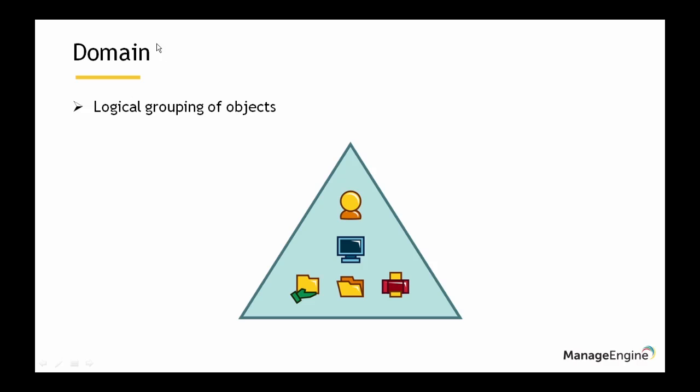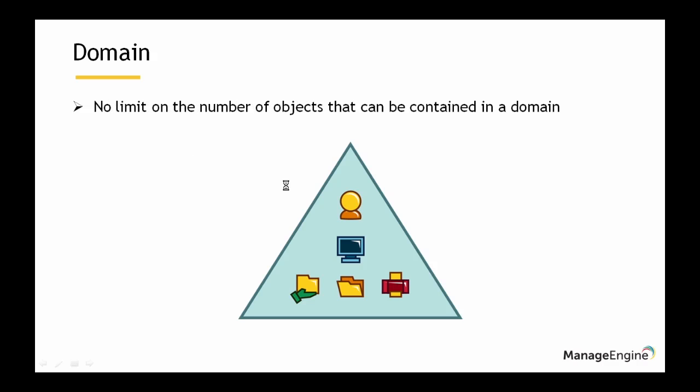Let's have a look at another classification, which is the domain. A domain is going to be a logical grouping of objects within Active Directory, and we have already discussed some of the primary objects like users, computers, groups, shared folders, and contacts. This is also the administrative boundary for objects. And the number one advantage of going with an Active Directory domain is you can have an unlimited number of objects. So this can be deployed in an organization that has 50 employees or 500,000 employees.